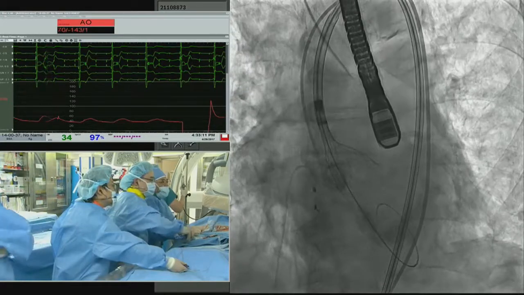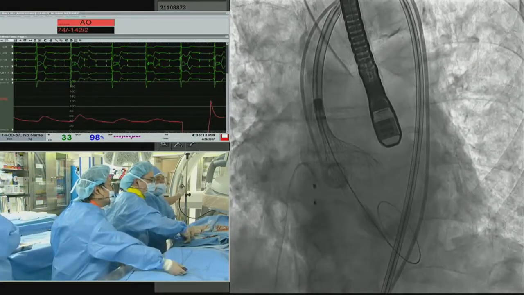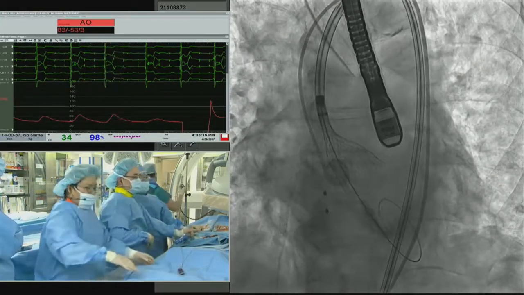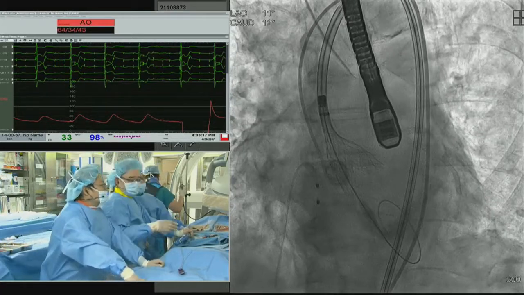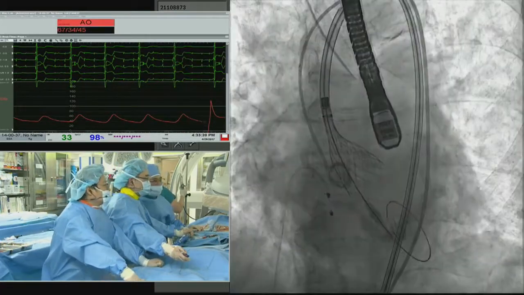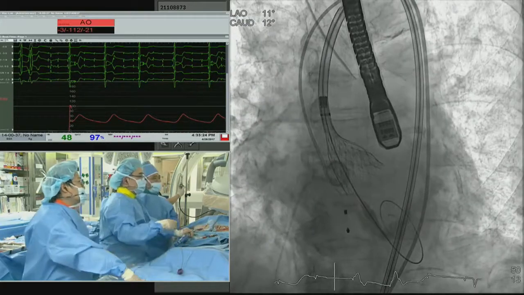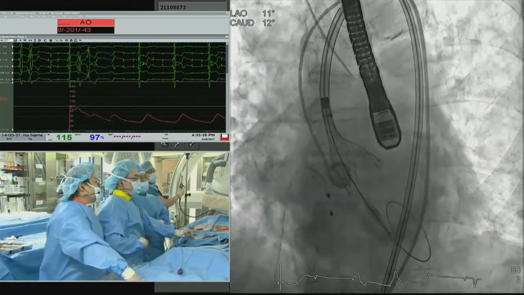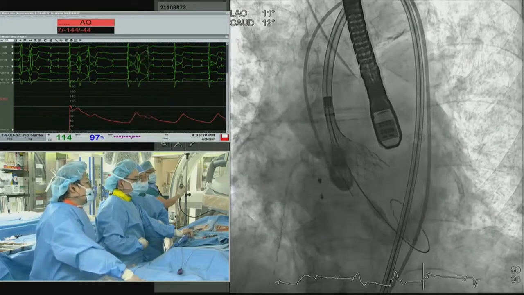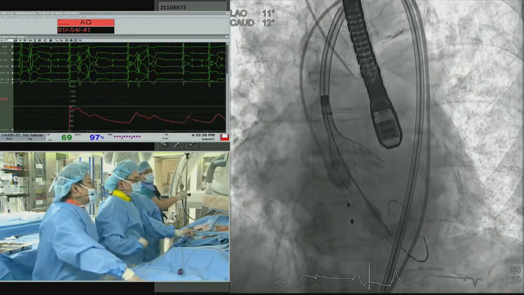Okay, a little bit better. Little bit better. I think okay, pacing off. Pacing off. A little bit better. So the pacemaker is not in the right ventricle, that's why it's not working. Yeah, the pacemaker is not working. Popping.